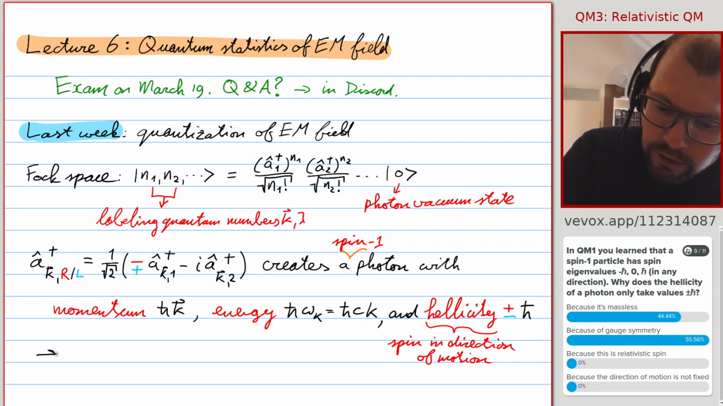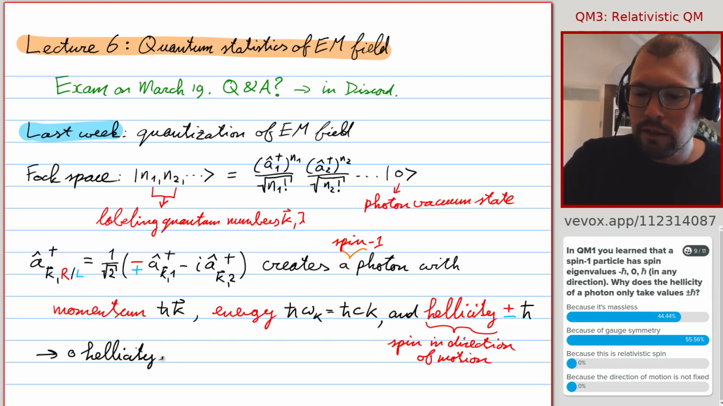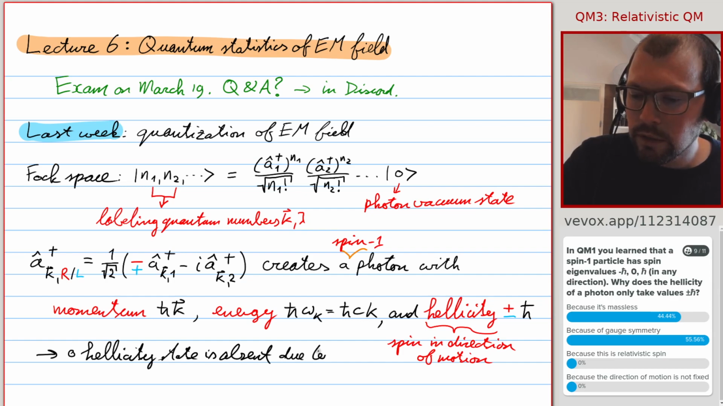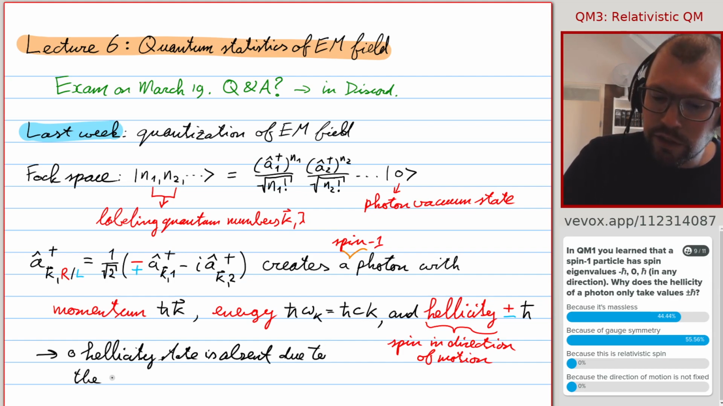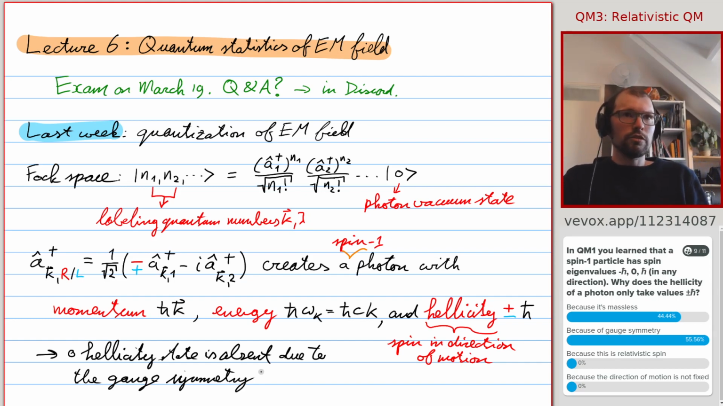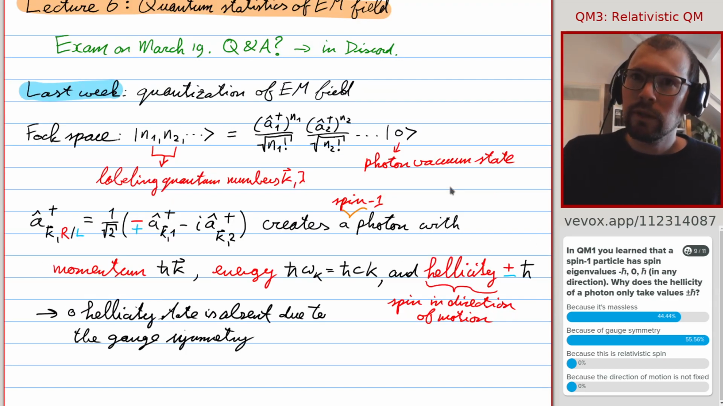So let me just write this down. So the 0 helicity state is absent due to the gauge symmetry in the vector potential of electromagnetism. Okay.